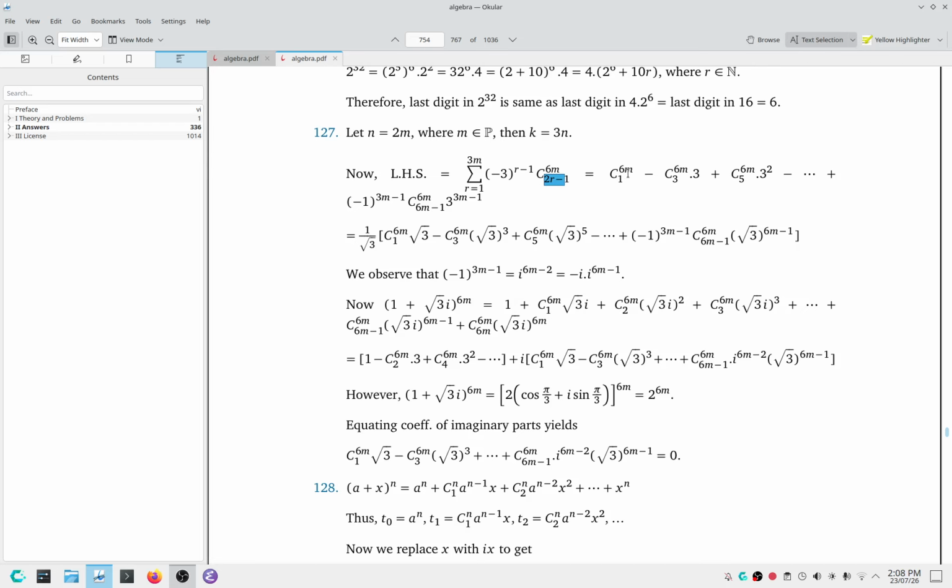Now we expand this, we get 6m c1 minus 6m c3 into 3 plus 6m c5 into 3 square and so on. Now we take 1 upon root 3 outside. Okay, let me think a bit. There seems to be some mistake.